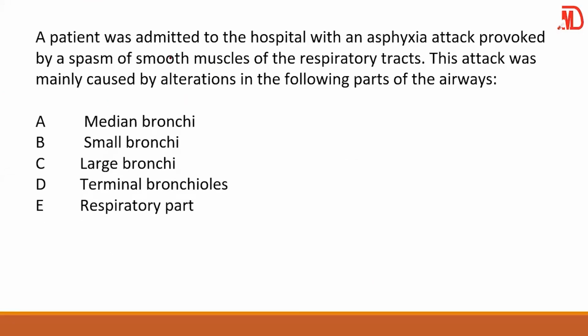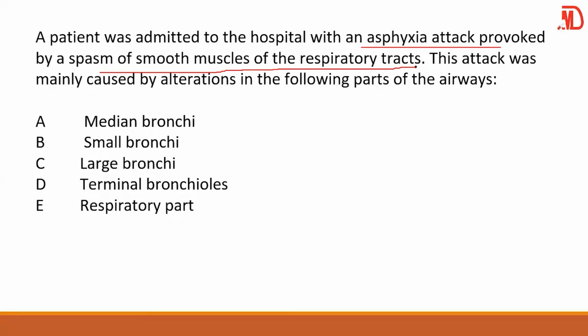Now we have a patient who was admitted to the hospital with an asphyxia attack provoked by a spasm of the smooth muscles of the respiratory tract. So what it means is that asthma has led to the development of this asphyxia. Now asphyxia can also mean inadequate supply of oxygen. So asphyxia can easily lead to hypoxia, because oxygen is not entering. Why? Because there's spasm of the smooth muscles of the respiratory tract. So this can be a problem with an asthmatic attack.